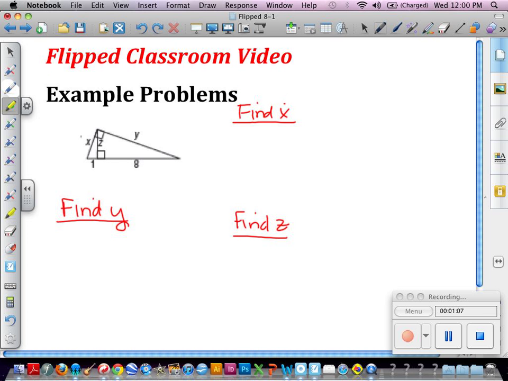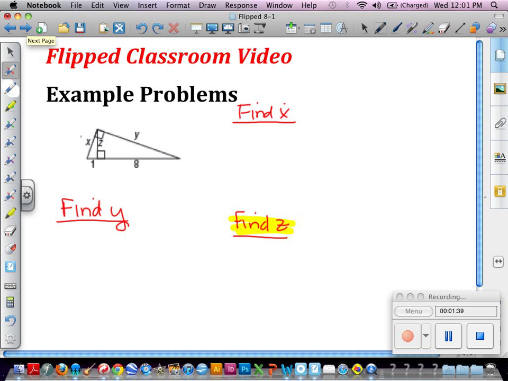Let's take a look at our example number 1. I see that I have a right triangle, and I also have an altitude within that right triangle. There's my altitude. So I'm thinking I'm going to be able to use my altitude geometric mean. Z is actually my altitude, so I'm going to find Z first, using my altitude geometric mean.